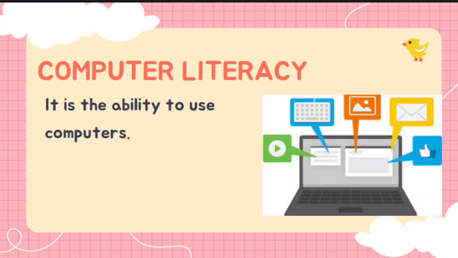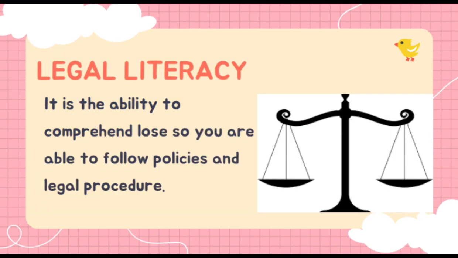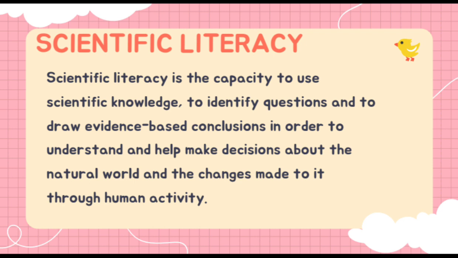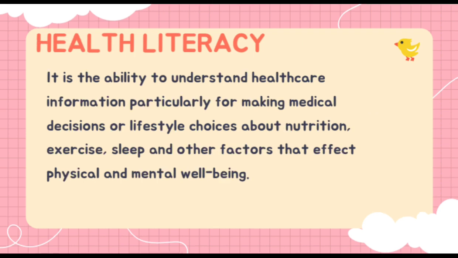Fourth is computer literacy. It is the ability to use computers. Fifth, legal procedure. It is the ability to comprehend laws so you are able to follow policies and legal procedure. Next is scientific literacy. It is the capacity to use scientific knowledge, to identify questions, and to draw evidence-based conclusions in order to understand and help make decisions about the natural world and the changes made to it through human activities. Next is health literacy.